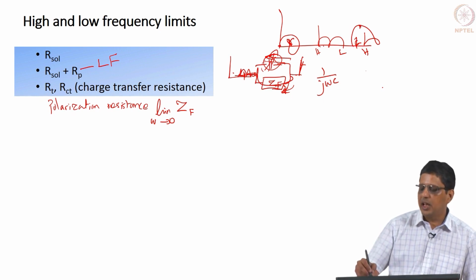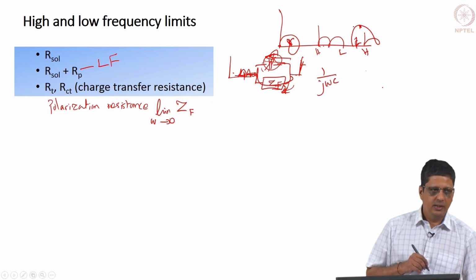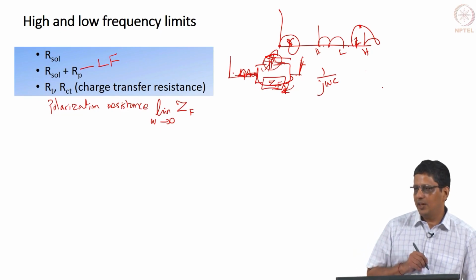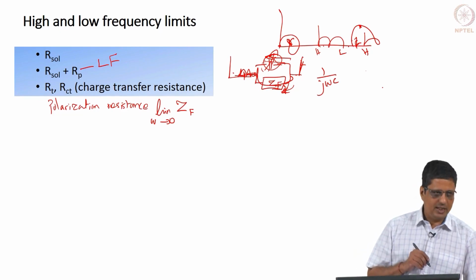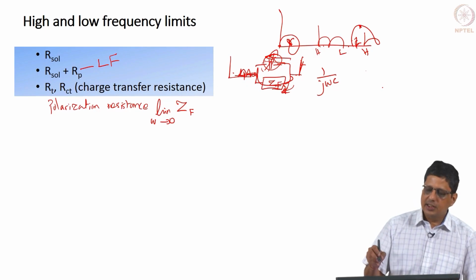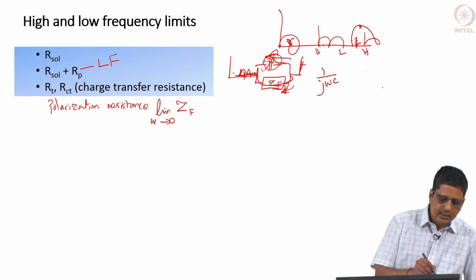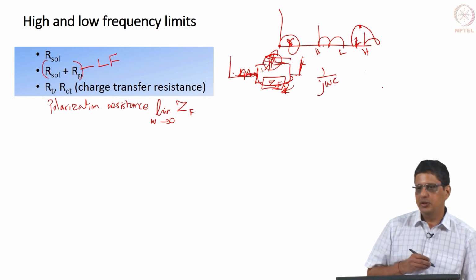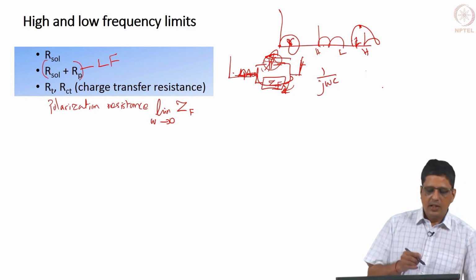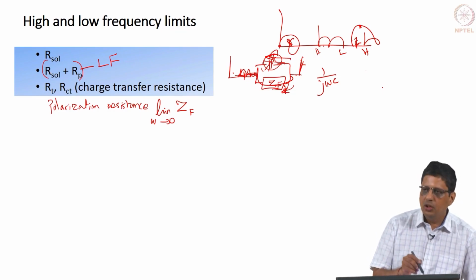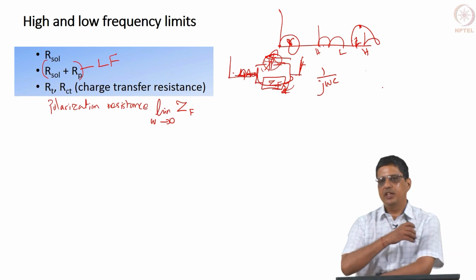If I measure up to this, I can't call this a polarization resistance. I have to see where it settles. That means, as I go to lower and lower frequency, it remains more or less at the same level, then that is polarization resistance. Well, actually that is not the polarization resistance, that is the low frequency impedance, and that is the sum of polarization resistance and solution resistance. If our solution resistance is very small, you can say approximately low frequency impedance is the polarization resistance.